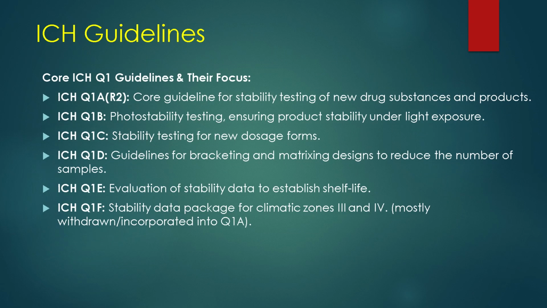ICH guidelines are: ICH Q1A R2 is the core guideline that outlines stability testing requirements for new drug substances and products. ICH Q1B focuses on photostability testing to ensure that products remain stable under light exposure. ICH Q1C provides guidance on stability testing for new dosage forms, while ICH Q1D explains bracketing and matrixing approaches used to reduce the number of samples without compromising data quality. ICH Q1E deals with evaluation of stability data to establish the product's shelf life.